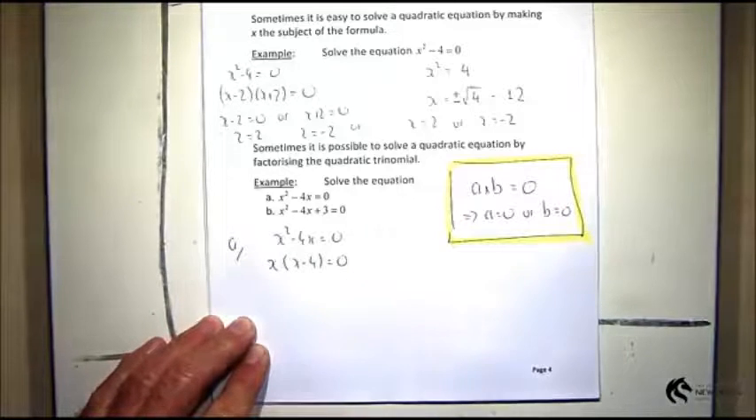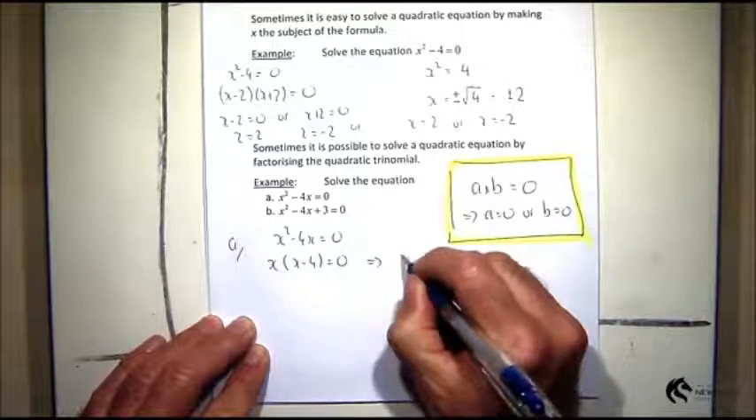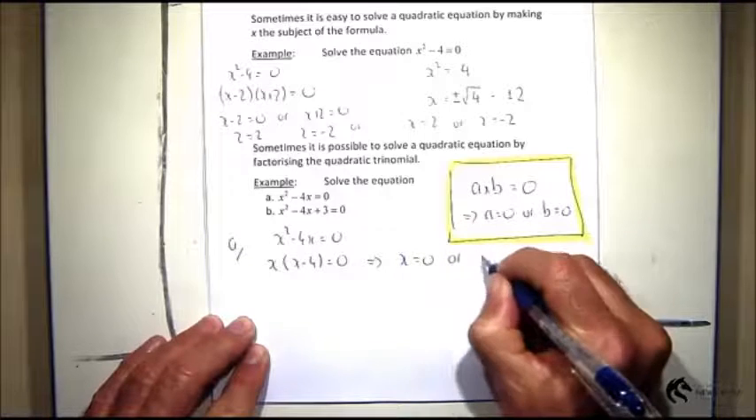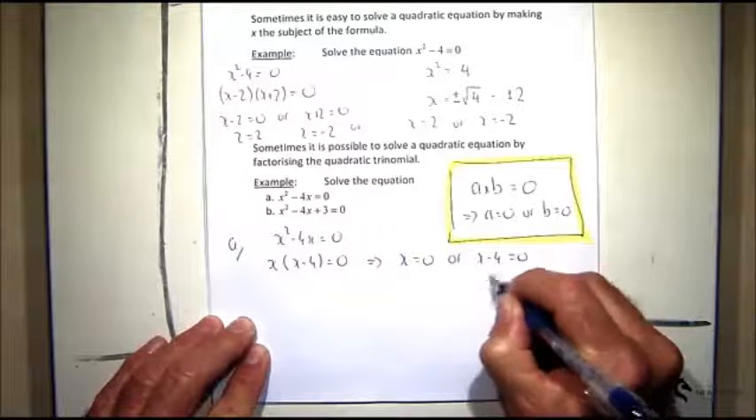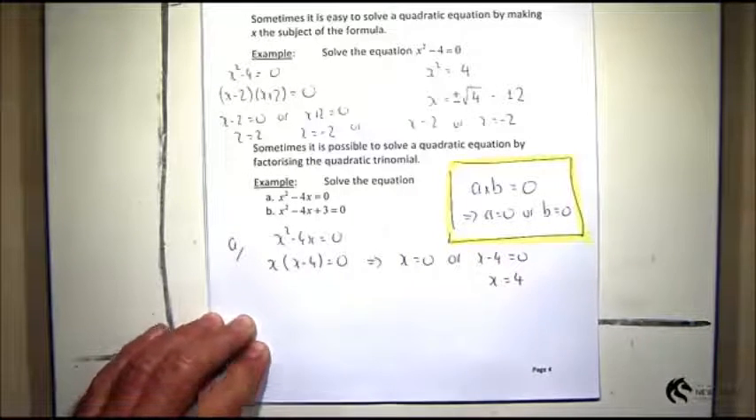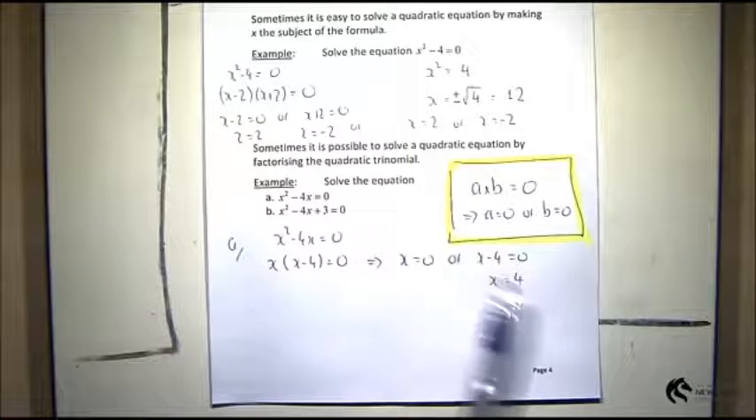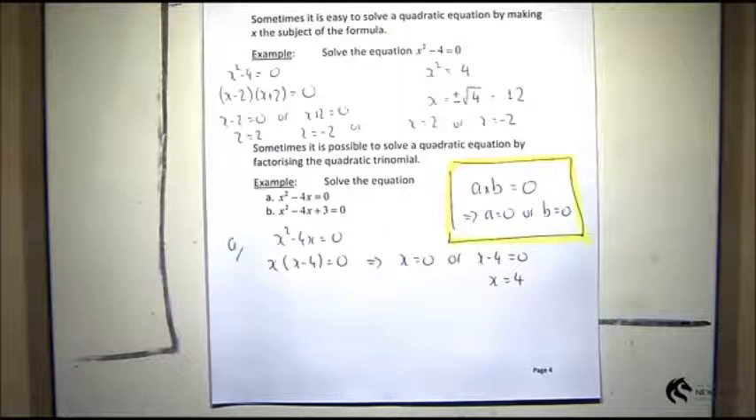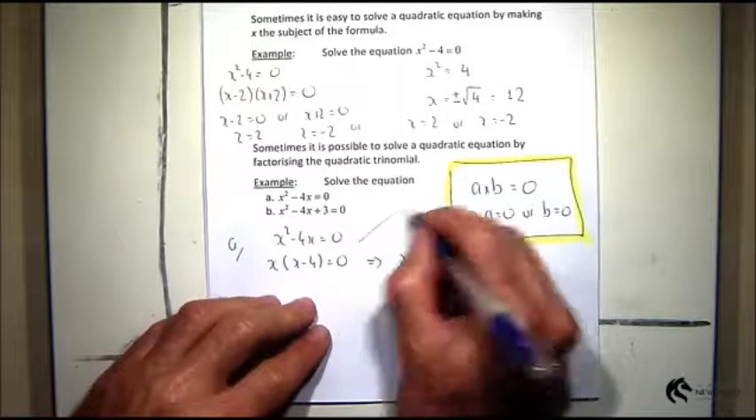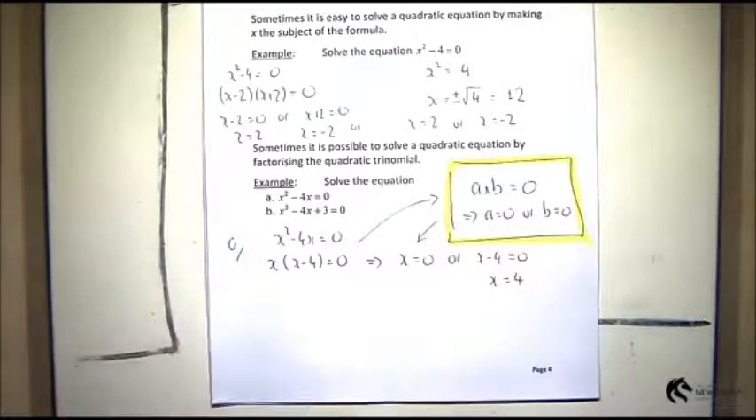And so that says either x is 0 or x minus 4 is 0, i.e. x is equal to 4. So I have two solutions, 0 or 4. And of course, I've gone via that box to do that.